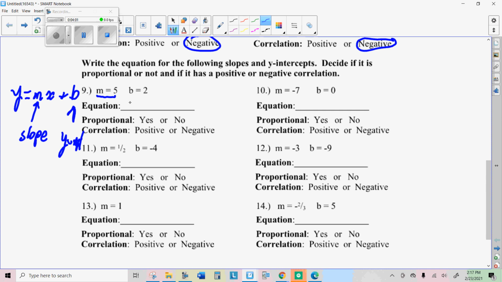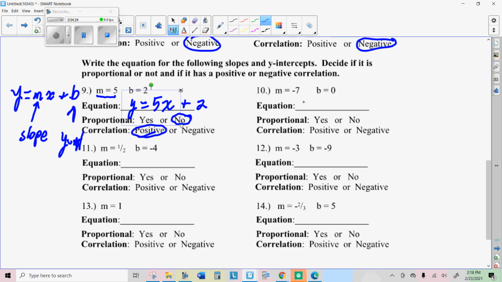So when you write your equation, you're just going to say 5x, the slope goes in front of the x, and then since b is a positive number, you're going to add 2. If it was a negative number, you would subtract 2. Okay, so let's try another one here. Oh, that's not proportional, right? Since the slope is positive, it's a positive correlation.